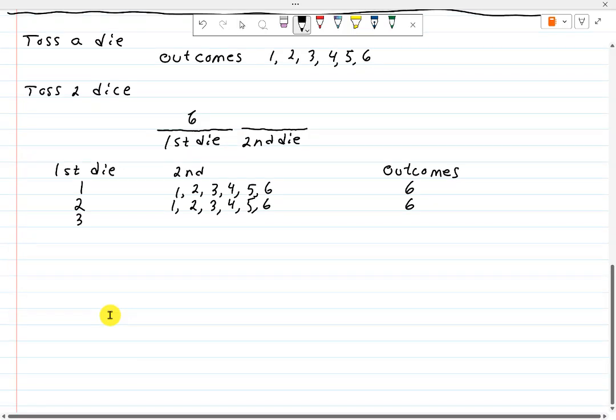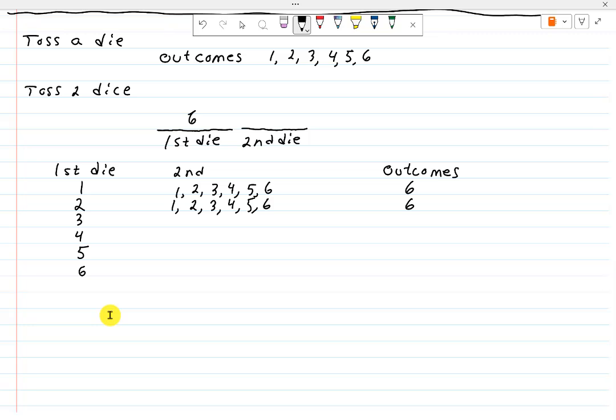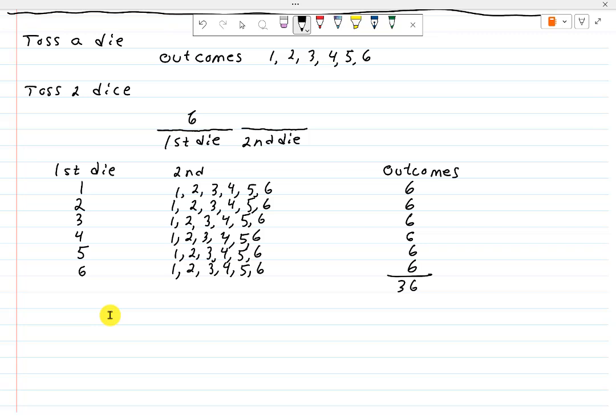So there's another 6 outcomes. The next die is a 3. You can do this for all of them. No matter what you roll on the first die, the other one still has all 6 possibilities available to it. So let me keep track of all these. Here's 6, here's 6 more. Then we have 1, 2, 3, 4, 5, 6. There's another 6. And then finally 1, 2, 3, 4, 5, 6. If I add up all these possible outcomes, you'll find that there are 36.